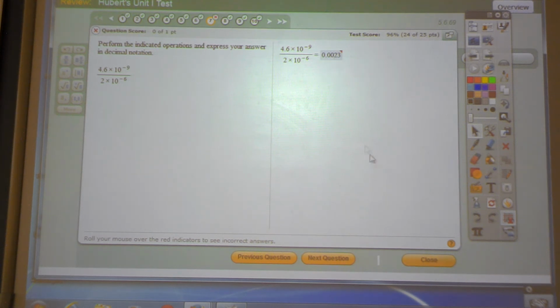What's the answer on that one? 0.0023. So it'll be 2. They wanted you to know this is the same answer. Right. They just wanted it in decimal notation. I put it in scientific notation. So they want it in 2.3. No, that's what I answered. Oh, okay. They wanted it in decimal notation.